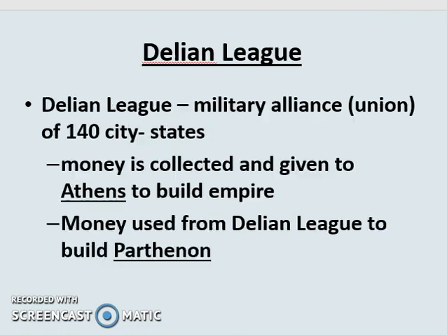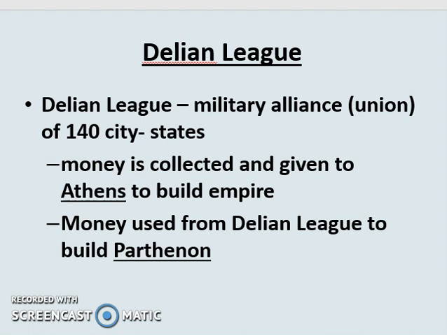So the Delian League that Athens heads is a military alliance of 140 city-states. And basically, it's Athens being in charge of providing for future defense for the city-states of Greece. It's kind of like trying to bring everyone together, even though the city-states are all very separate.